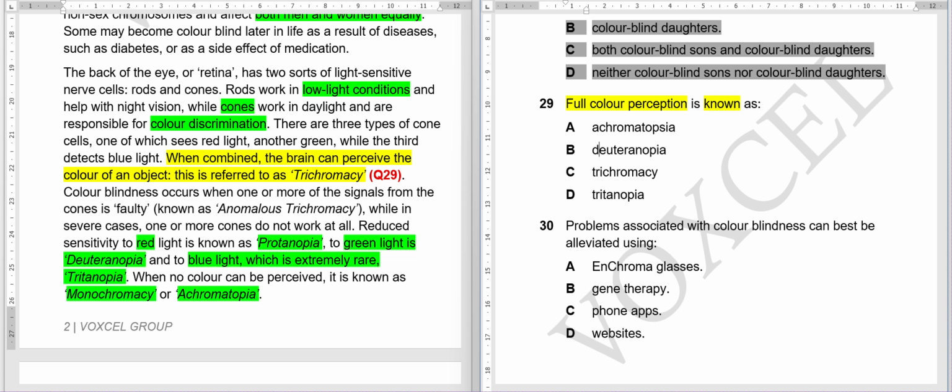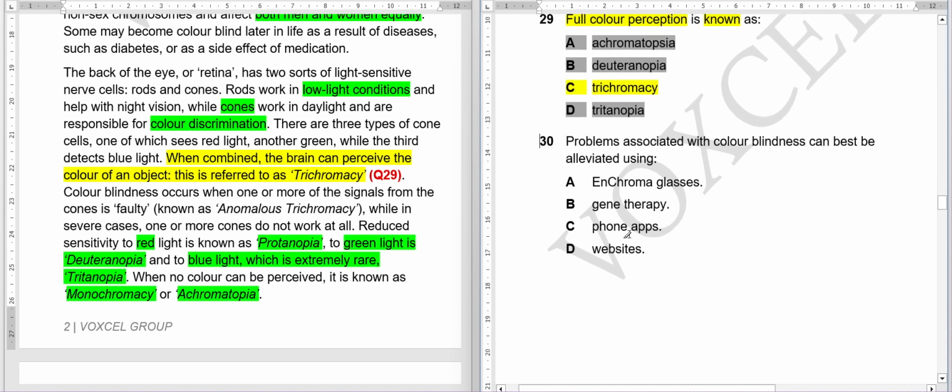Yes, C, trichromacy. Because the other options, this particular thing is when a person cannot see color completely, but we have to see full color perception. Here perception means acknowledging, seeing. This is for full color, you can say, not perception. This particular thing is for green light, and tritanopia is for blue light. So that's why C will be our answer. I hope it is clear.